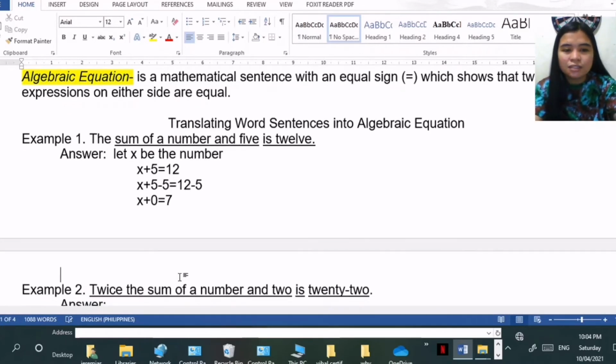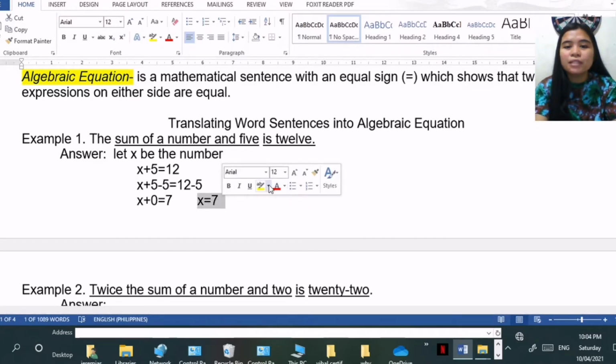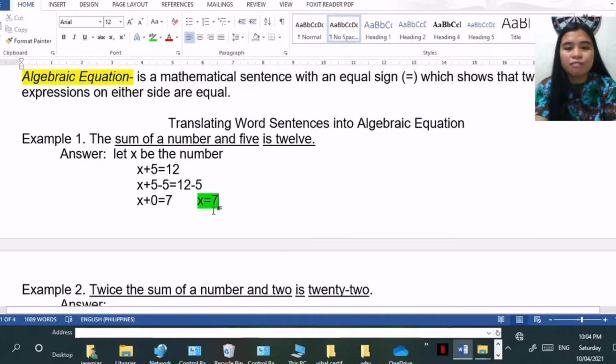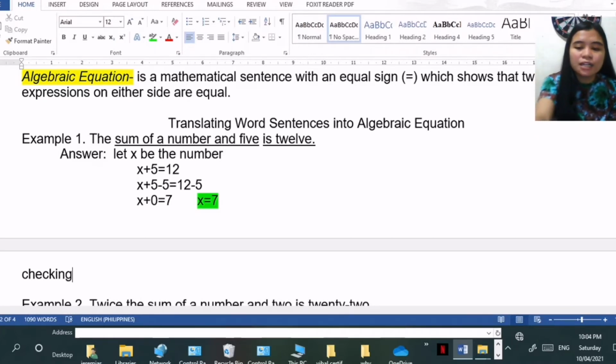Now, okay, nasa baba na siya. Dito ko na lang, para hindi naman kayo malito. So, therefore, the value of our x is, palitan natin ng color. Ayan. So, the value of our x here is 7. So, in order for us to check, so mag-checking tayo. Ayan. So, checking. Tingnan natin kung tama ba na ang value ng x ay 7 talaga. Tingnan natin kung masasatisfy yung quantity.